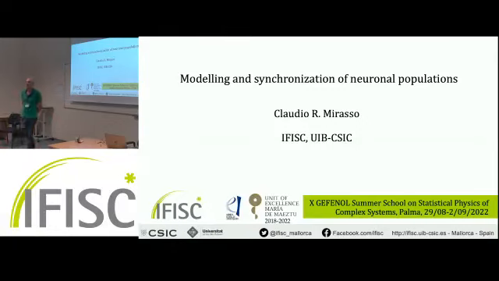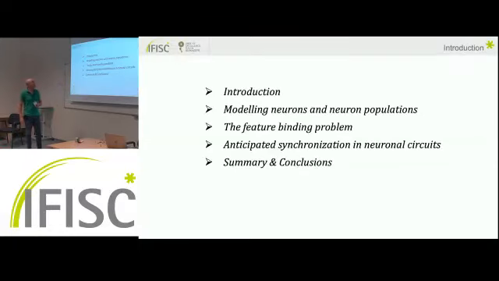I guess many of you are not so familiarized with the topic, so I want to give a brief introduction about how we model neurons and neuron populations, which is interesting to work on. And then I will give you two examples that we have been working on here. One is called the feature binding problem, which is a very well-known problem in neuroscience that I will discuss later. And the other one is related to an aspect of synchronization that we call anticipated synchronization. I will finish with some summary and conclusions.